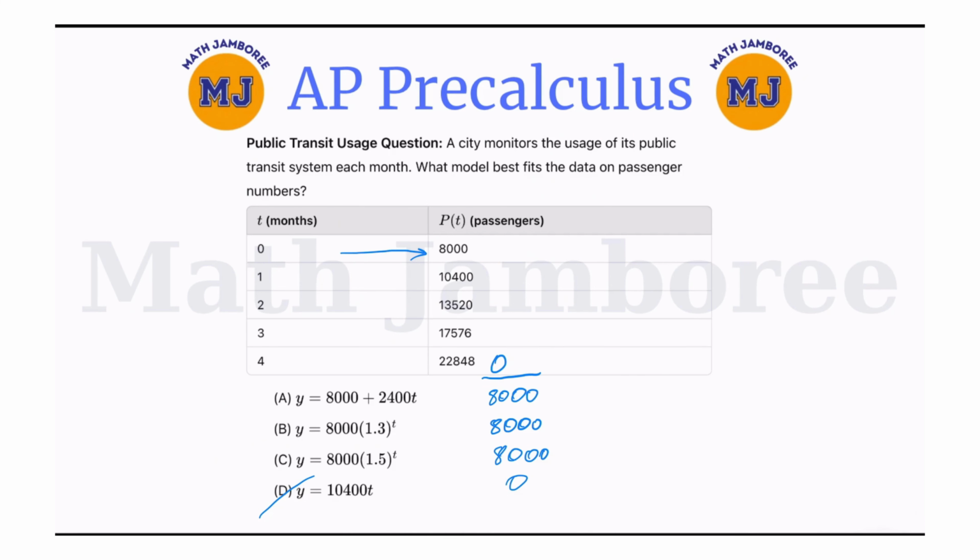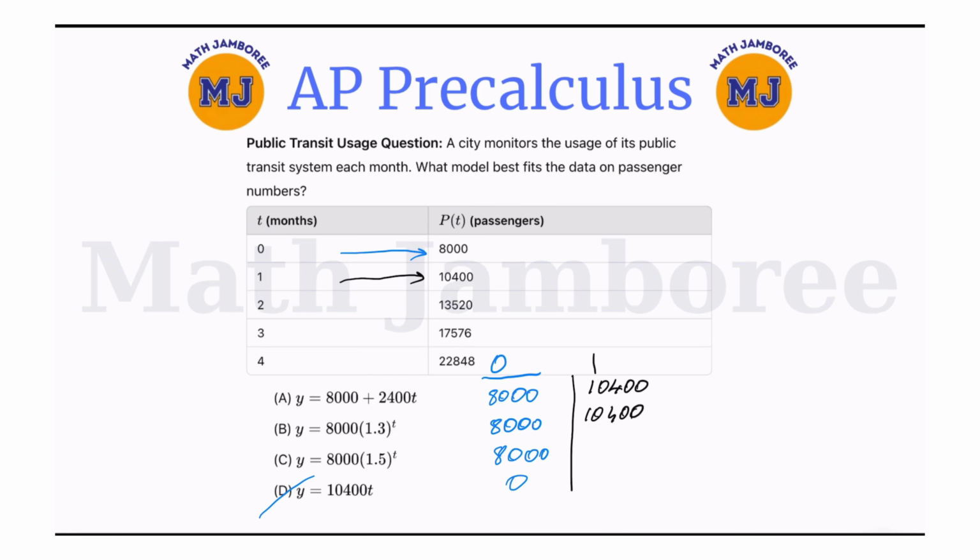And in the next step, we will substitute 1 for T. When I substitute 1 for T, I'm supposed to get 10,400. So when I substitute this one here, in choice A, I get 10,400. Choice B, 1.3 to the power of 1 is 1.3. 1.3 times 8,000 gives you 10,400.